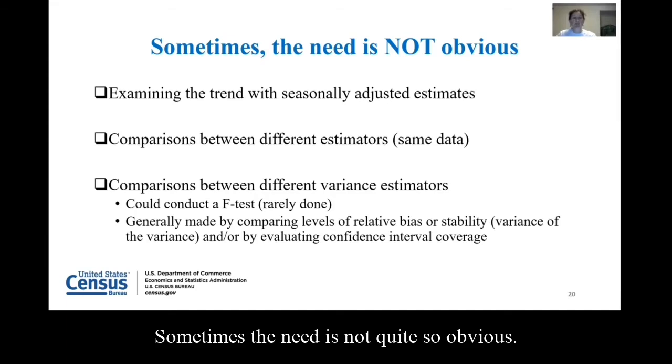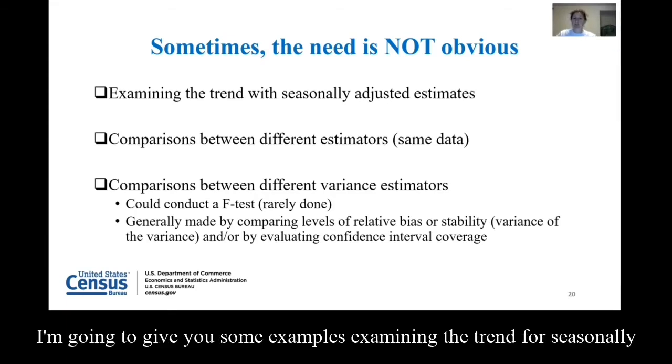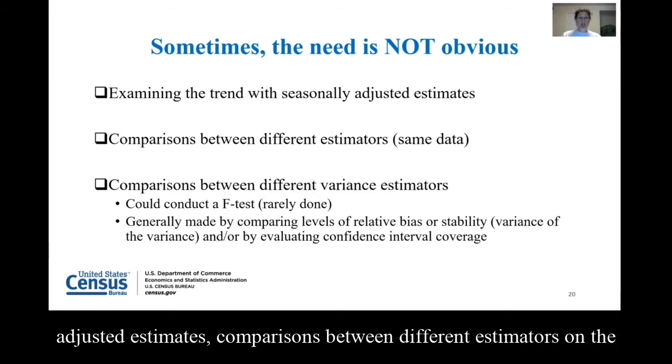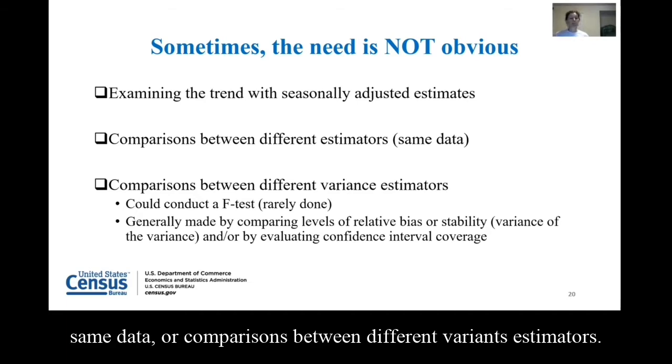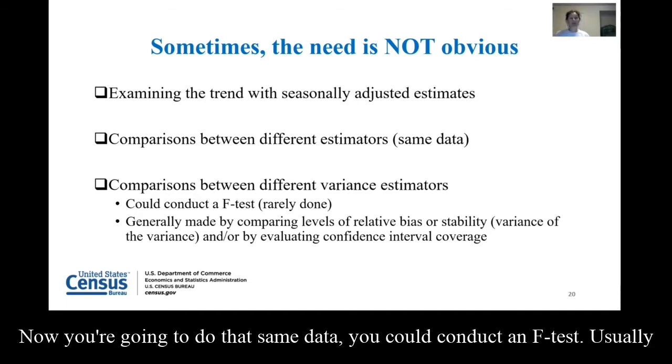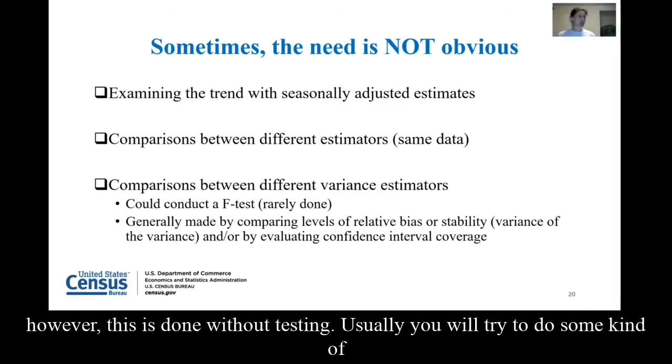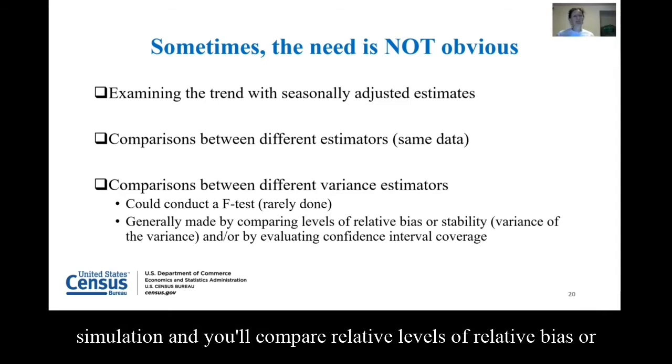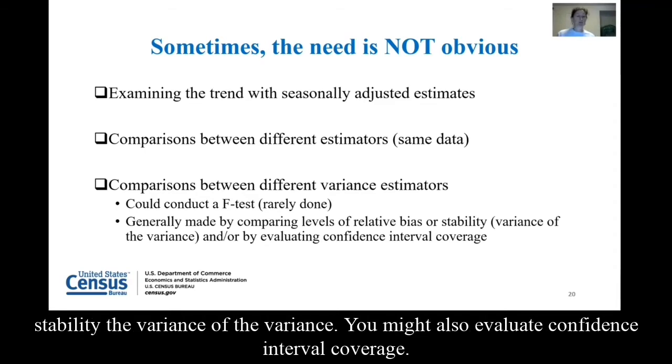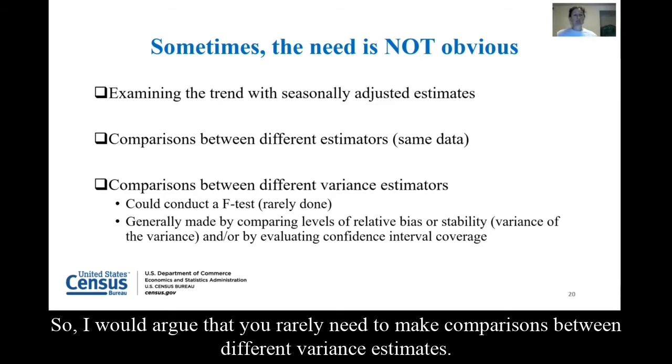Sometimes the need is not quite so obvious. I'm going to give you some examples. Examining the trend with seasonally adjusted estimates, comparisons between different estimators on the same data, or comparisons between different variance estimators. Now, if you're going to do that on the same data, you could conduct an F-test. Usually, however, this is done without testing. Usually, you'll try to do some kind of simulation, and you'll compare relative levels of relative bias or stability, the variance of the variance. You might also evaluate confidence interval coverage. So I would argue that you rarely need to make comparisons between different variance estimates.